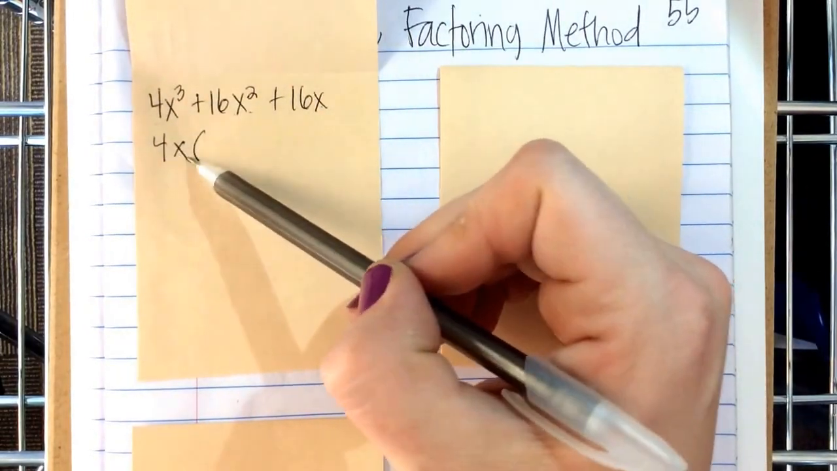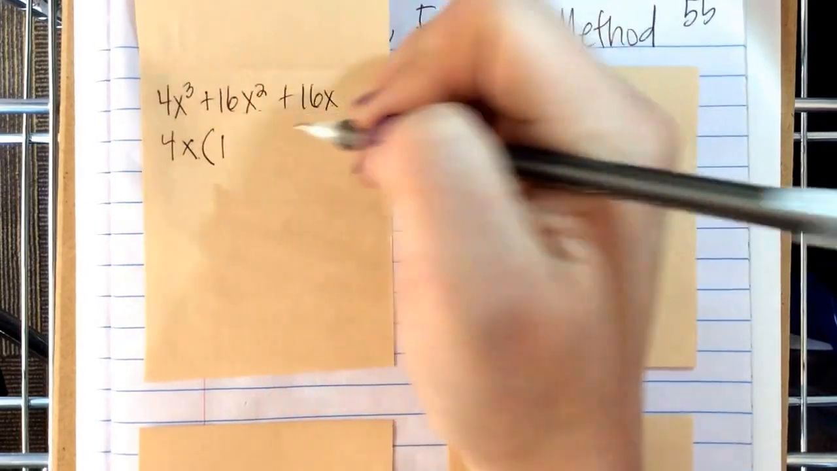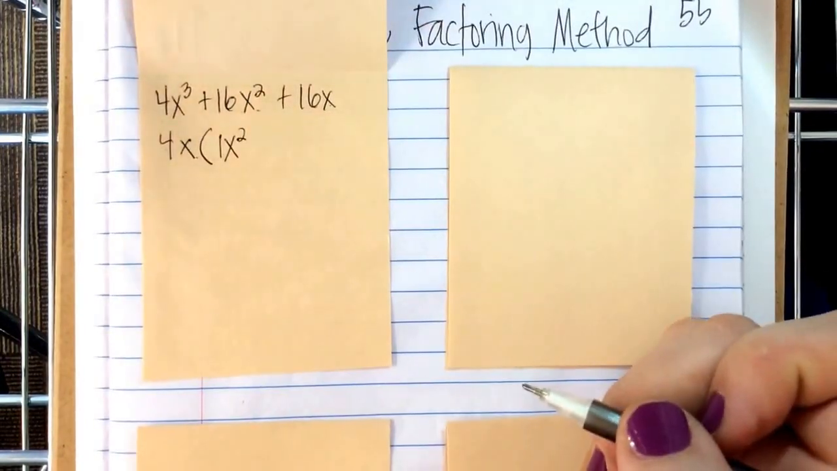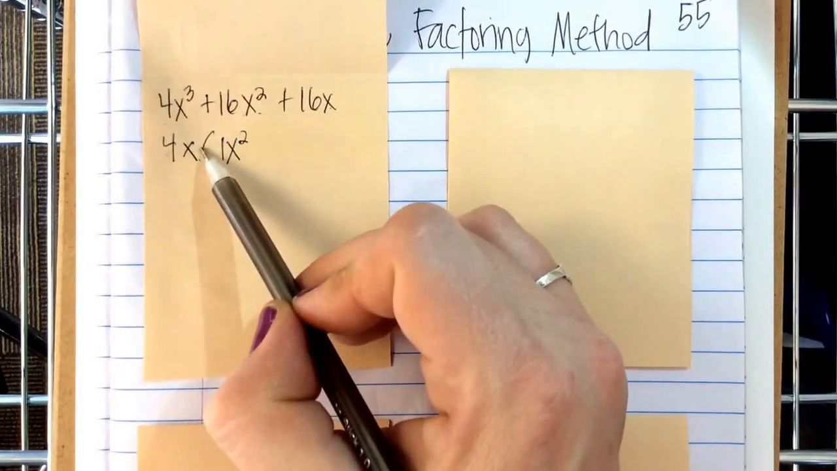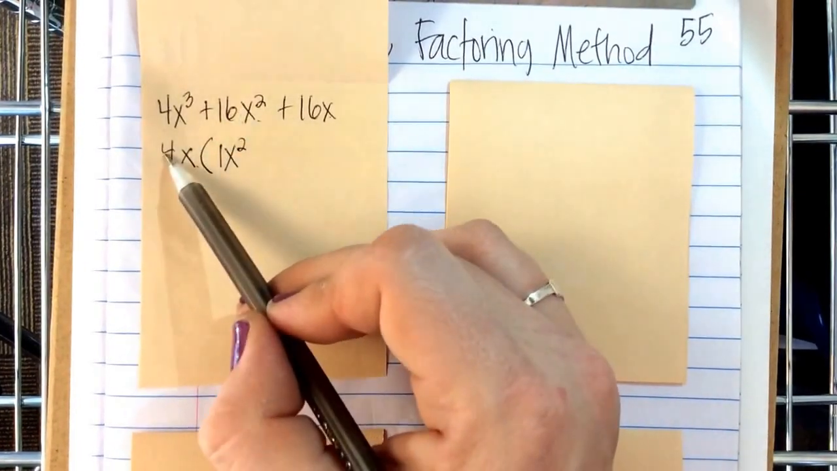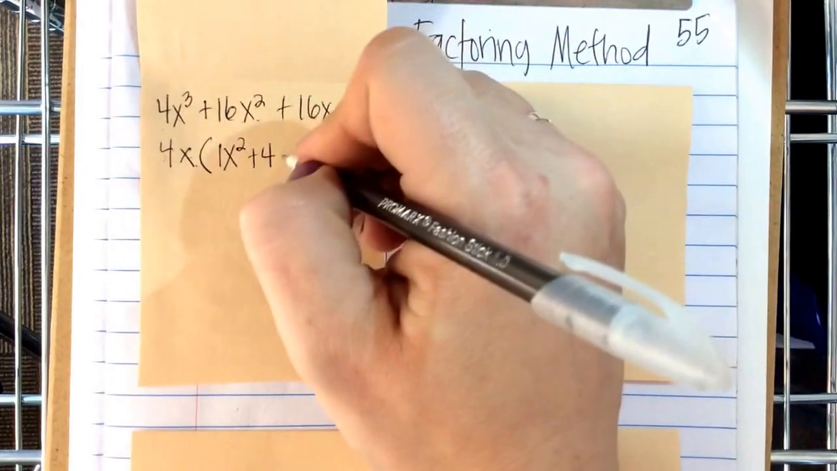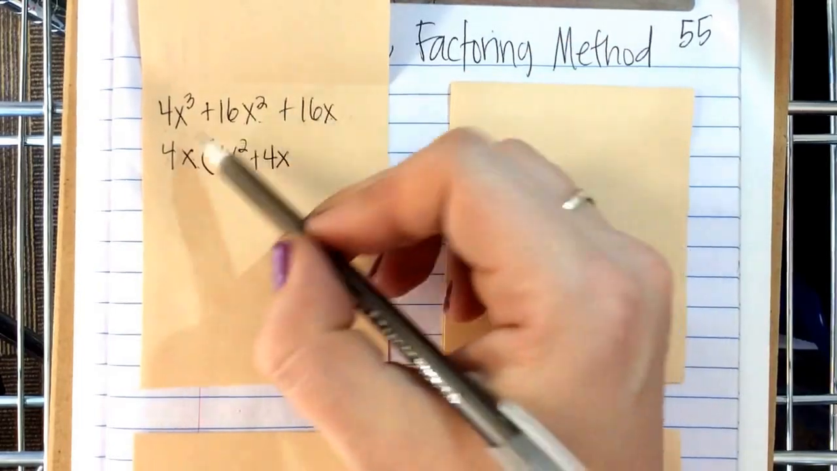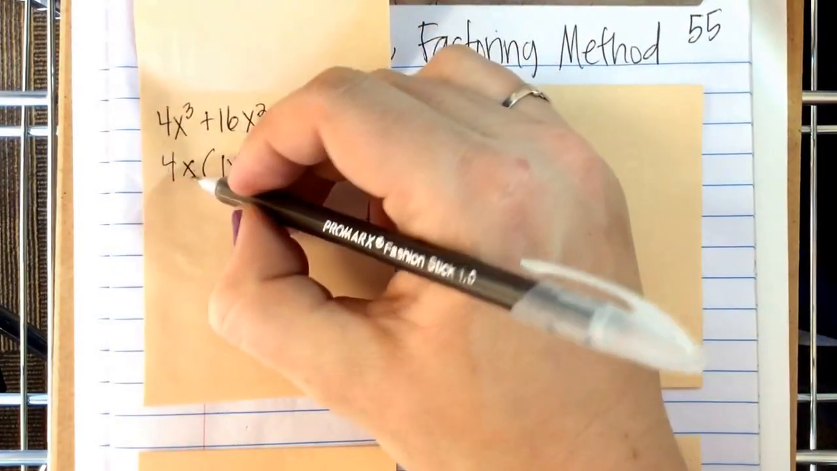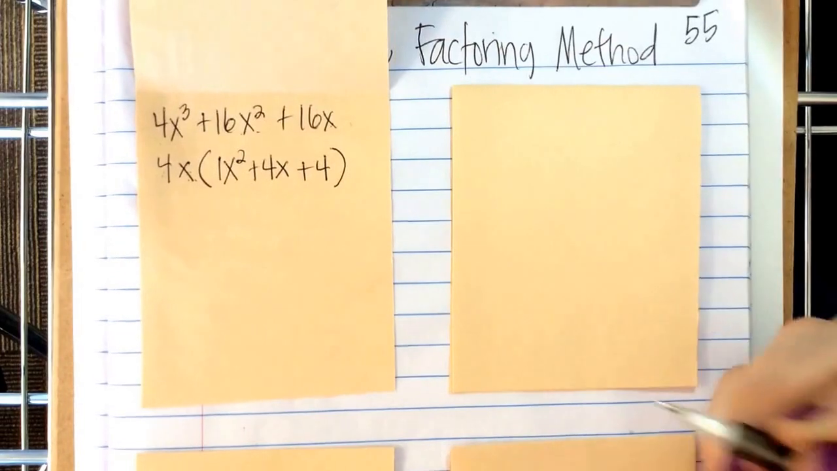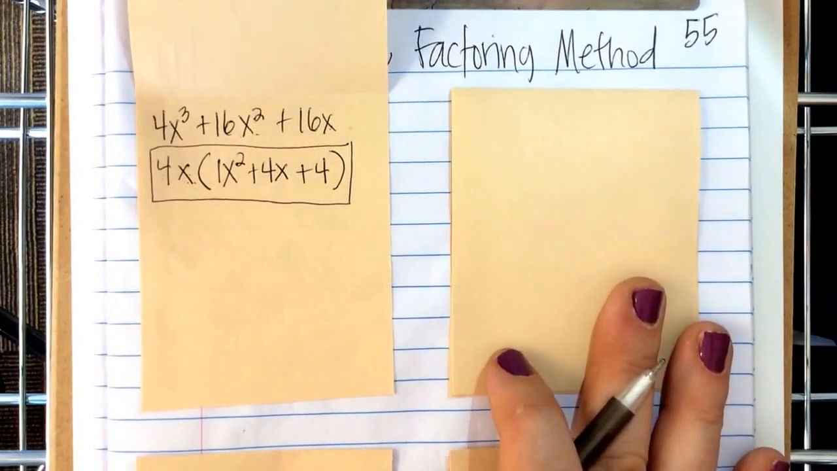4x to the third, take out 4x. What do you get? I'm going to put 1x squared. 16x squared, take out 4x, divide by 4x. 16 divided by 4 is plus 4. And x squared divided by x is x. 16x divided by 4x. 16 divided by 4 is 4, and x divided by x cancels out, right? So there would be our solution. We're looking for a greatest common factor.